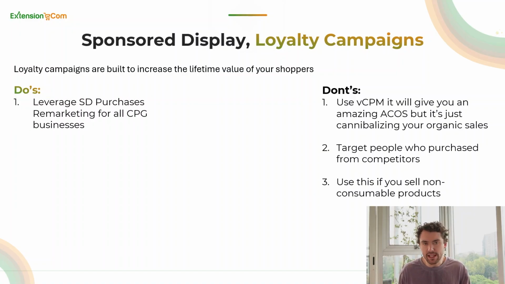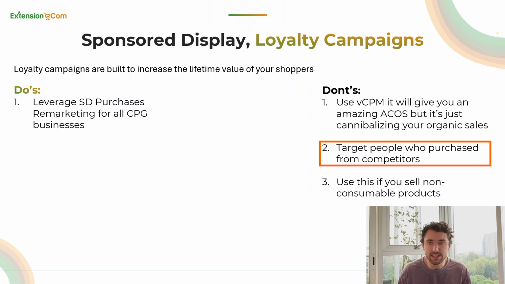So some don'ts is, again, don't use VCPM. It's just going to cannibalize your organic. It's going to provide you with a misleading ACoS. Don't target people who purchase from competitors. Amazon allows you to do that. It's going to be like consideration or even worse performance because these people are now loyal to another brand. It's just not going to convert.